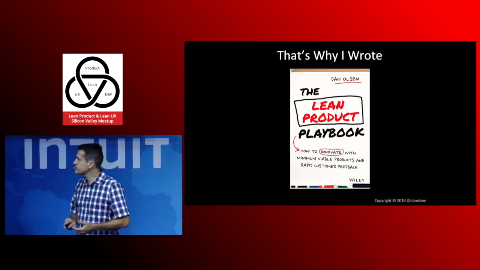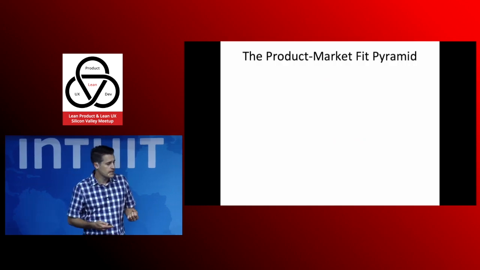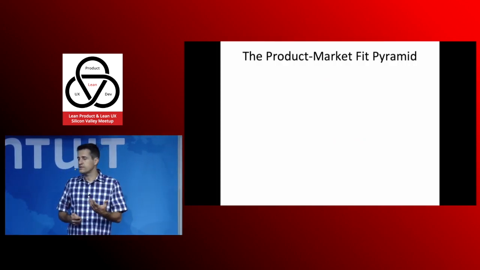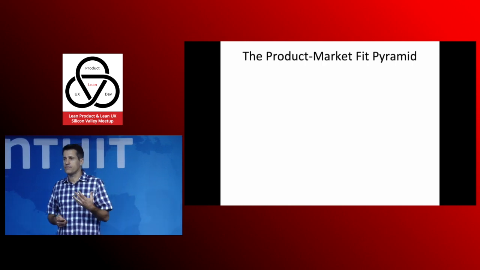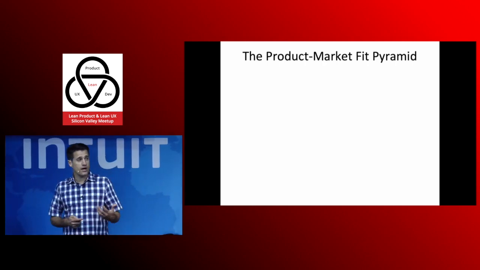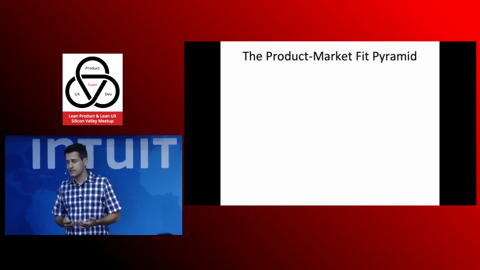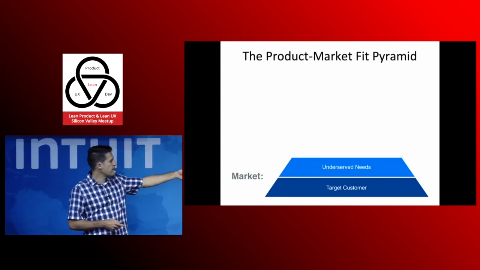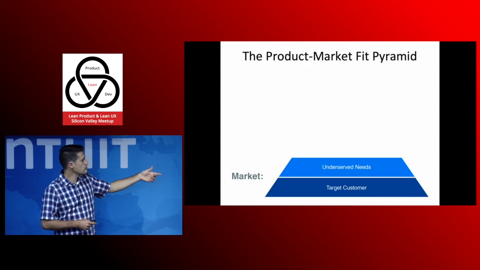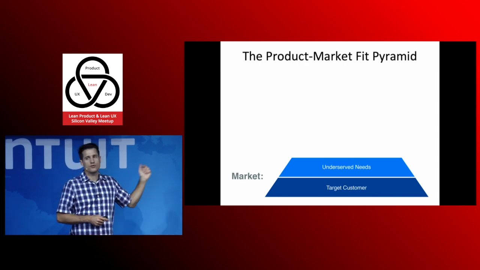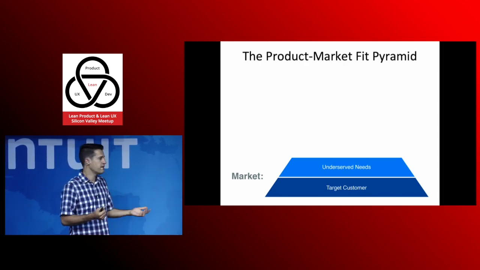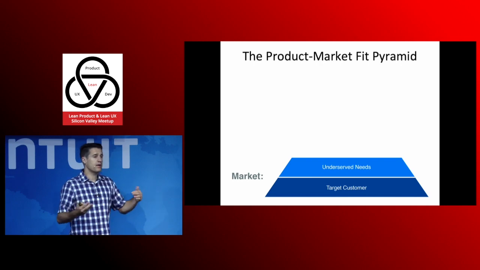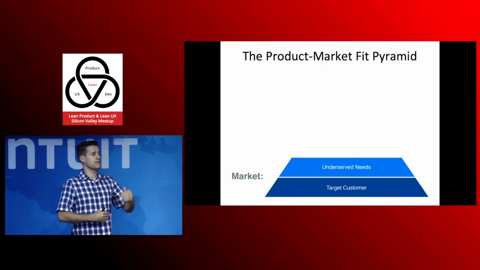So the key framework is the product market fit pyramid, and it has five layers. The way you can think about it is the five main hypotheses you need to get right enough in order to achieve product market fit. That's the idea. So the bottom two layers are the market, right? At the very bottom we have target customer. That's whose life we're trying to make easier, whose pain points we're trying to address, who we're trying to create value for. And like a real pyramid, the idea is each layer is meant to build on the layers beneath it.